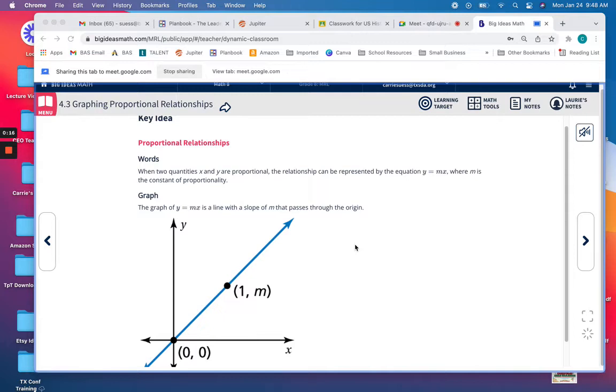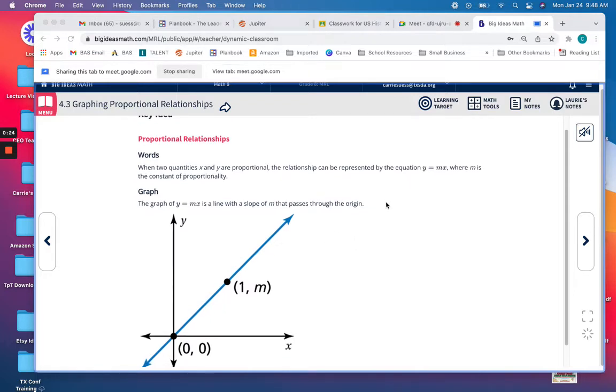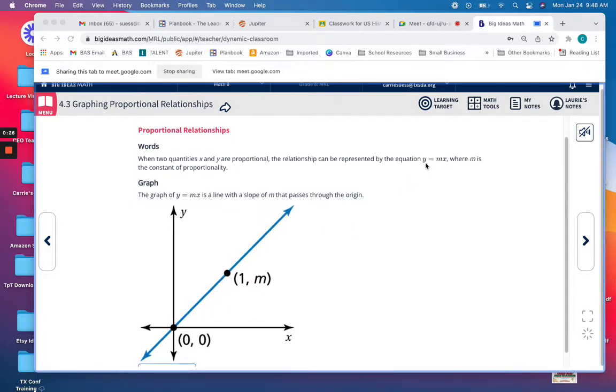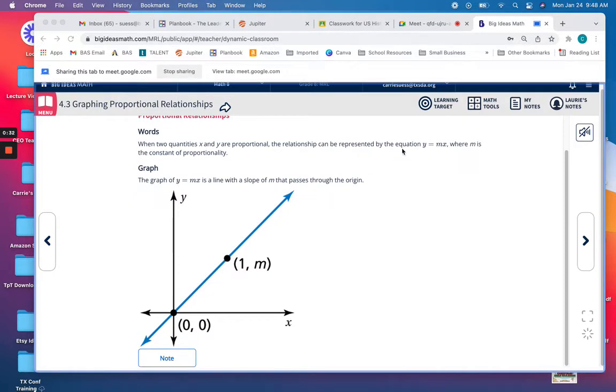So for proportional relationships, we are comparing two quantities, and a line going in a coordinate plane is just showing that these two quantities are proportional. You can represent them by the equation y equals mx. Okay, you've seen that before. It's the equation of a slope. The only thing missing is our y-intercept. You see that? Our y-intercept here, since it doesn't have one, is at 0, 0.